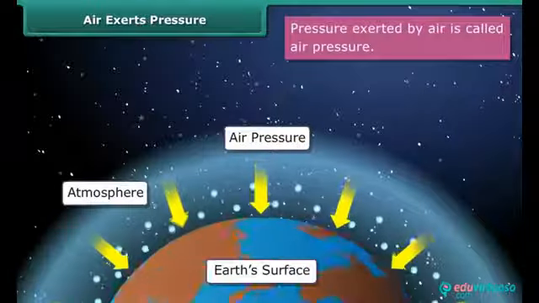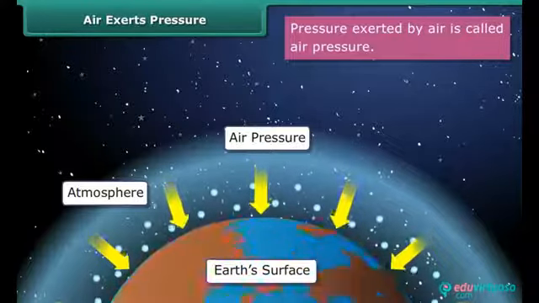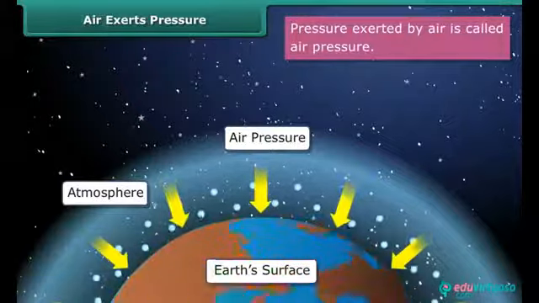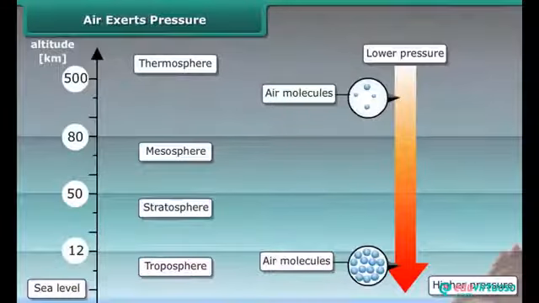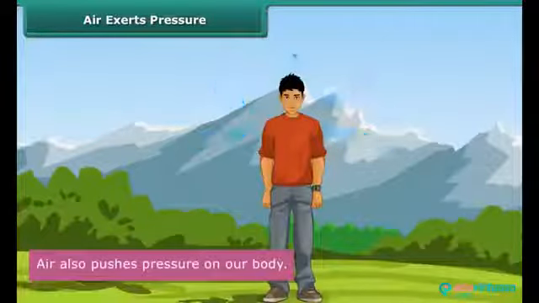Earth's atmosphere is made up of a number of gases. These gases exert pressure on the Earth's surface. We call this pressure as air pressure. The Earth's atmosphere is 80 km deep. As we move upwards, the air pressure decreases. Air also pushes pressure on our body.